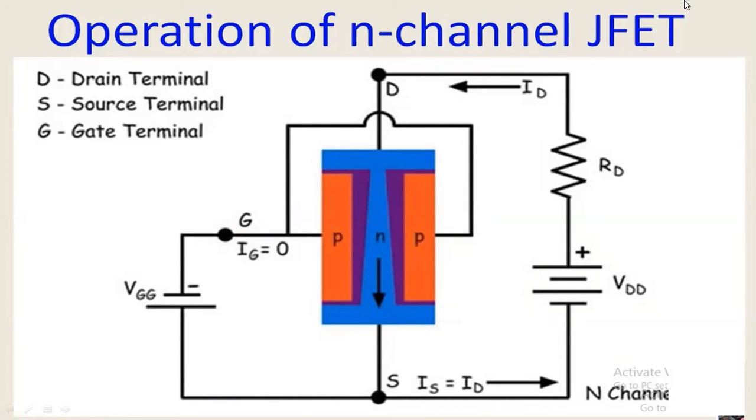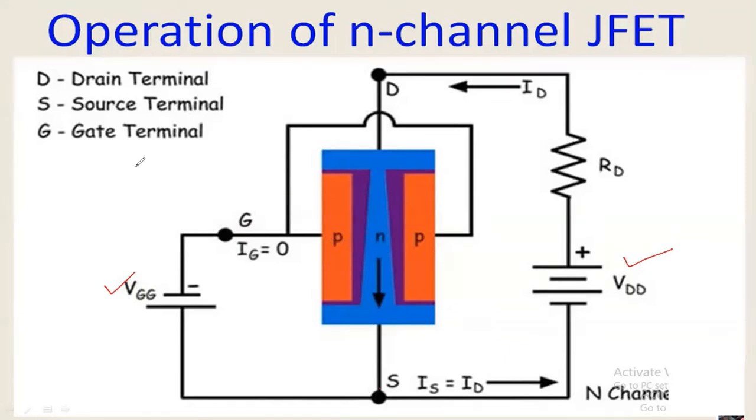The other voltage is applied between drain and source. So this is VGG, applied between the gate terminal and the source terminal. And another voltage, VDD, is applied between the drain terminal and the source terminal. This voltage VGG is applied such that it will reverse bias the gate source PN junction.